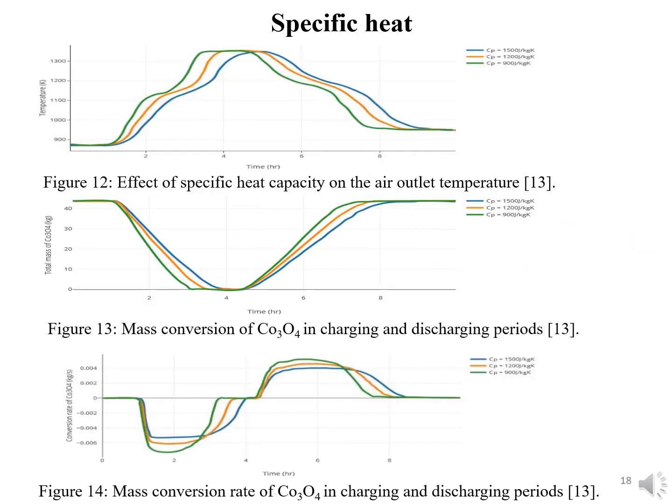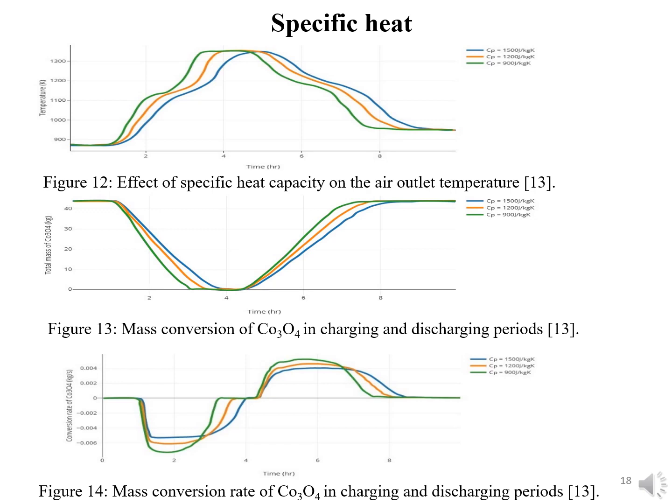Now moving further ahead, the next slide is about the experimental effect of specific heat. Specific heat of the storage material is an essential parameter for the storage system's thermal capacity when the storage material mass is constant. The first graph shows the temperature versus time graph, where the effect of specific heat of the solid material on the outlet temperature is shown. In all three graphs, the specific heat was 900, 1200 and 1500 joule per kg Kelvin.